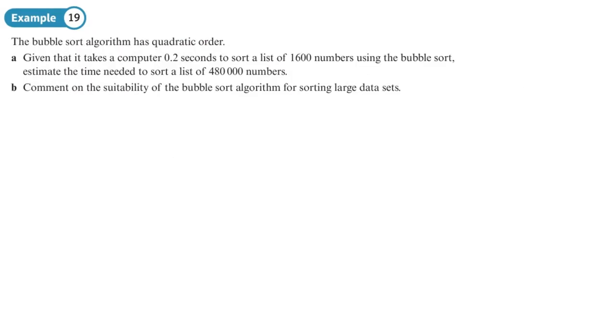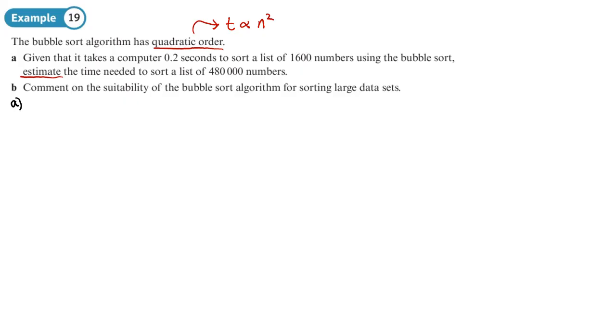Okay, so we've got a bubble sort here that has quadratic order. So we need to be thinking of this type of thing, like this. Given that it takes a computer 0.2 seconds to sort a list of 1,600 numbers using a bubble sort, estimate, so remember these are only estimates, the time taken to sort a list of 48,000.